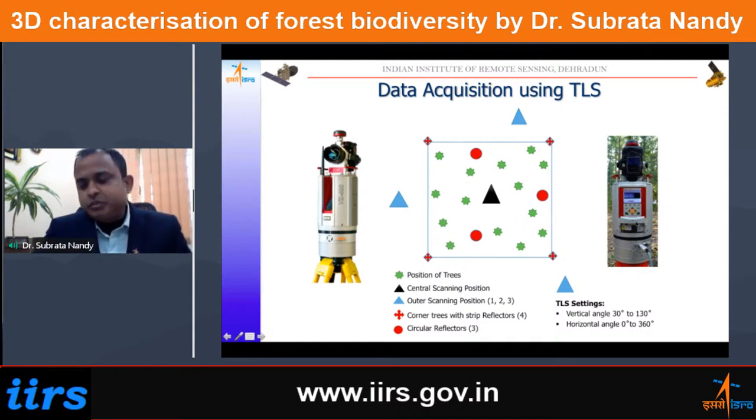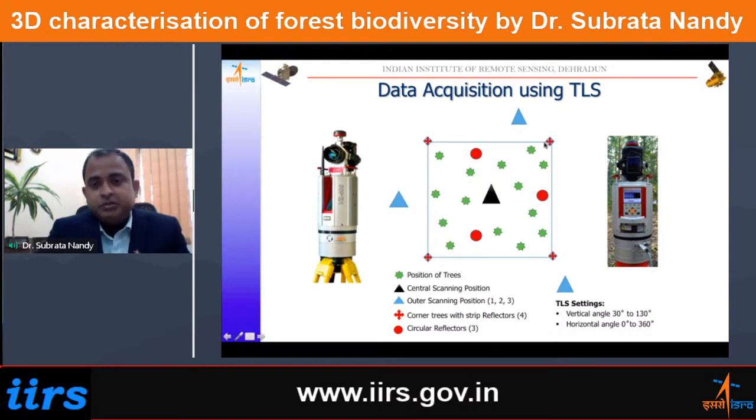Now, the range of this instrument is 600 meters. It is very easy to scan when there is a single or standalone tree. But when you are in a forest area, surrounded by trees on all sides, how do you start your scanning?